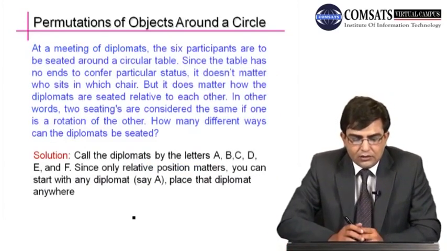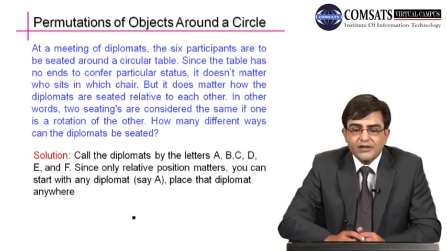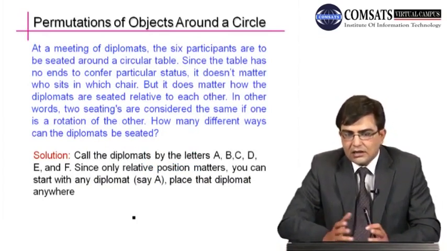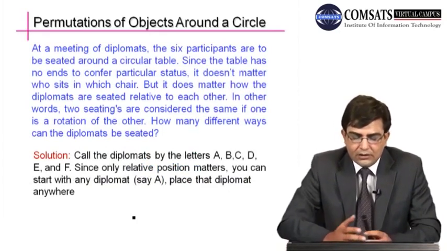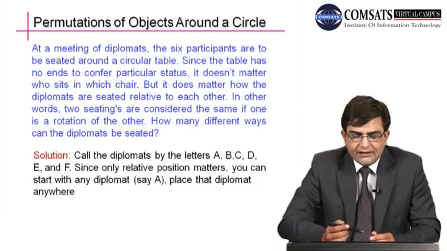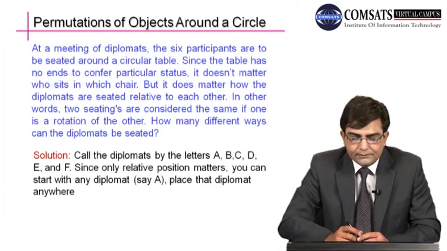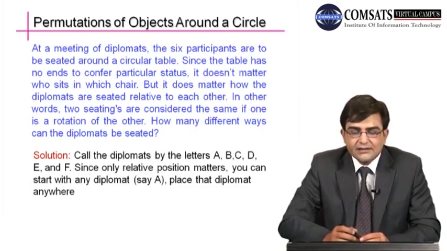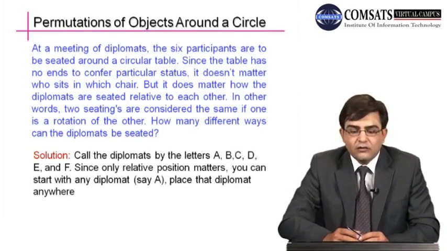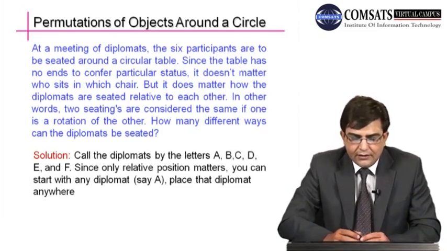Now today, how do we calculate permutations of objects around a circle, around a square, around a rectangle, or a pentagon, anything? That is, objects which are in the form of a circle. For example, suppose we are given 6 participants in a meeting of diplomats, who are seated at a circular table.